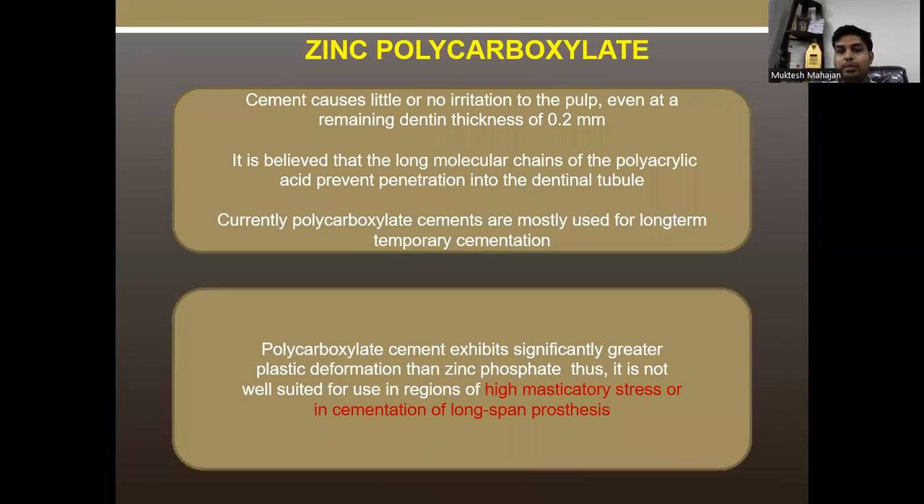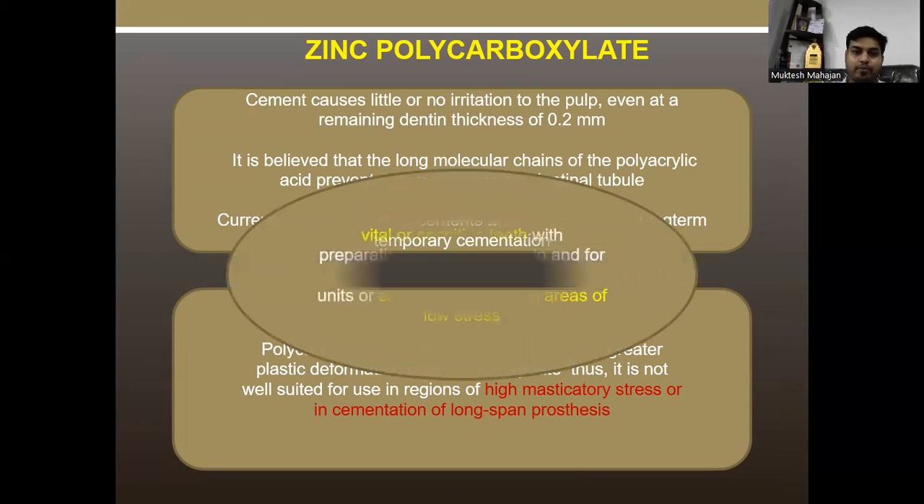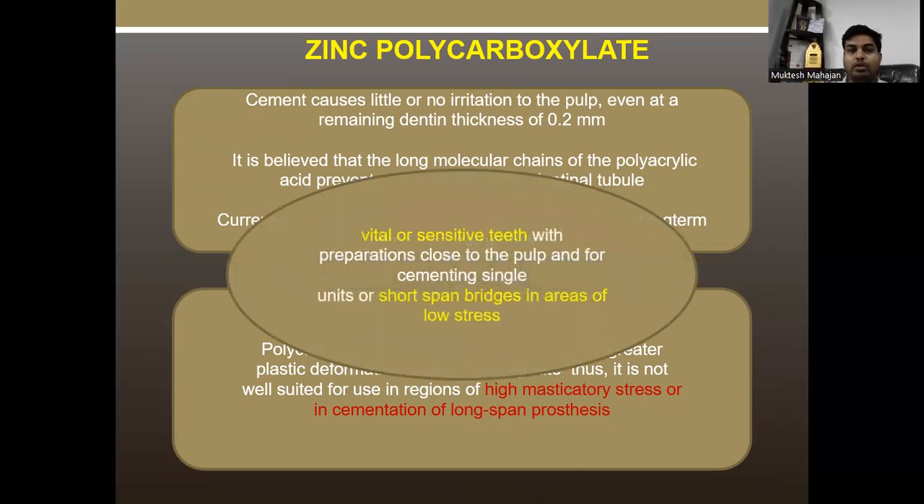Currently, polycarboxylate cements are mostly used for long-term temporary cementation. Polycarboxylate cement exhibits significantly greater plastic deformation than zinc phosphate. Thus, it is not well suited for use in regions of higher masticatory stress or in cementation of long-span prostheses. It is indicated for vital or sensitive teeth with preparations close to the pulp, or when cementing single units or short-span bridges in areas of low stress. These are its uses.